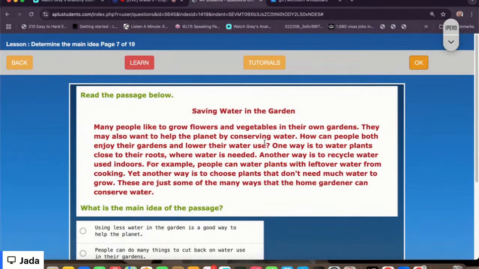Okay, so this is about saving water in the garden. So you have to read this passage and tell me the main idea.